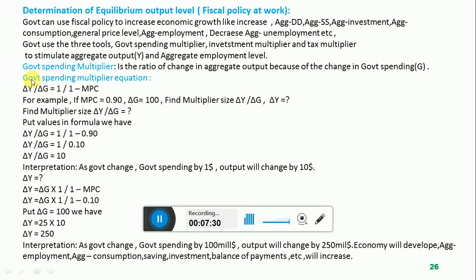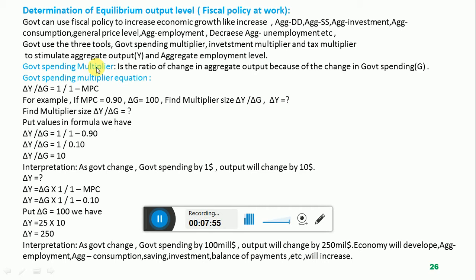Now we are starting from the very first type of multiplier, the government spending multiplier. In this section I will prove mathematically how the government can increase GDP using government spending, multiple times more than the change in G. We studied the multiplier in the previous lecture.